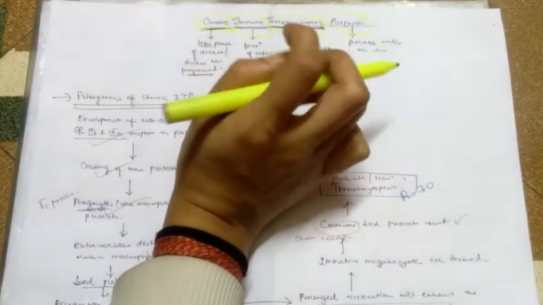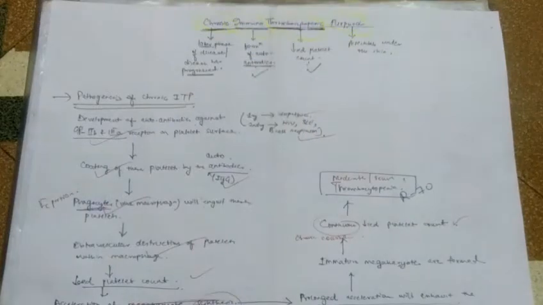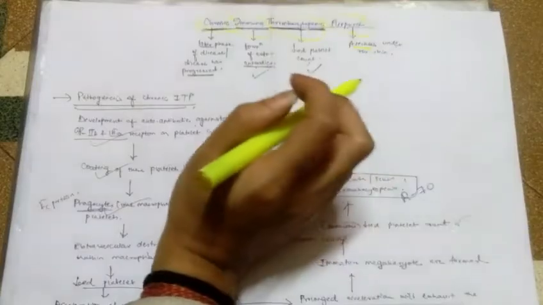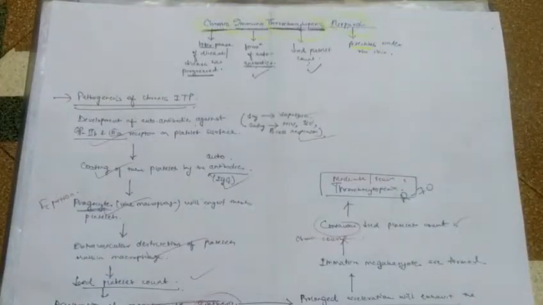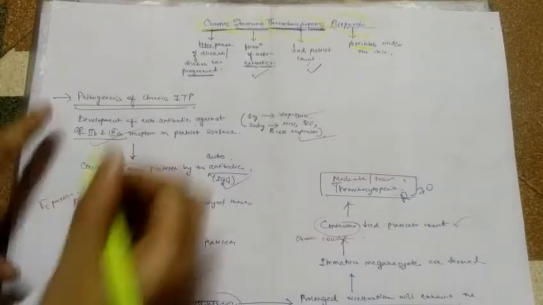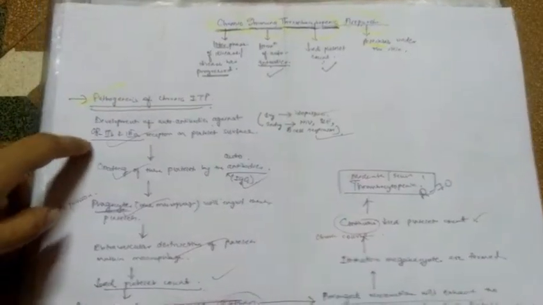And what is purpura? Because there is a decrease in the platelet count, this implies that it is a bleeding disorder. Hence, you will see some petechiae formed under the skin. This is what immunothrombocytopenic purpura in the chronic stage means. Now, let's discuss the pathogenesis of chronic ITP.